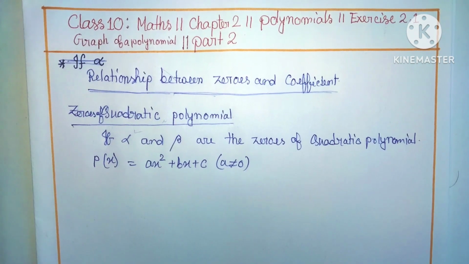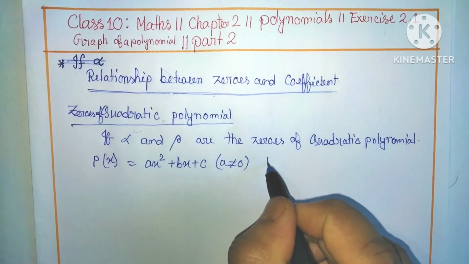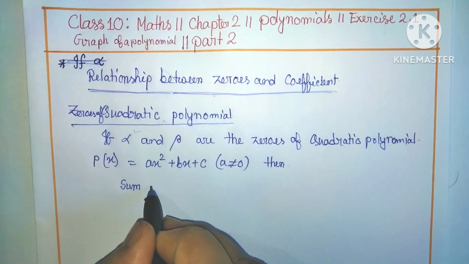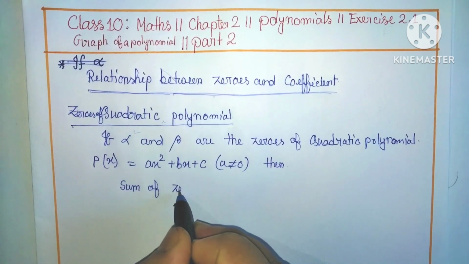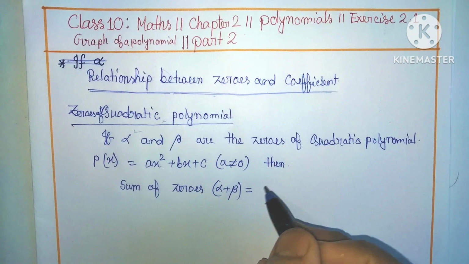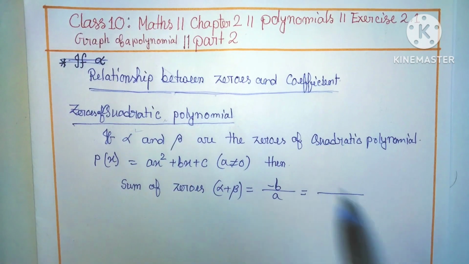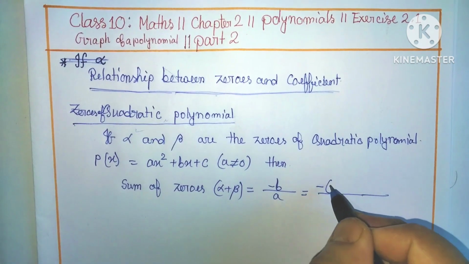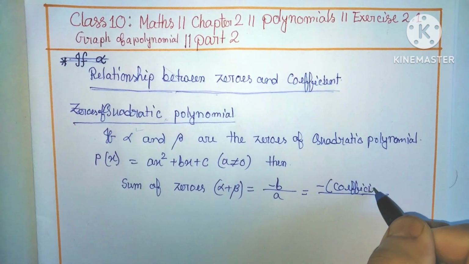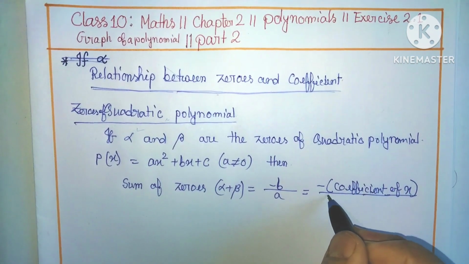If alpha and beta are the zeros of quadratic polynomial P of x, ax square plus bx plus c, a not equal to 0, then sum of zeros, that means alpha plus beta, equals minus b by a. So b is the coefficient of x, so we write minus coefficient of x divided by coefficient of x square.